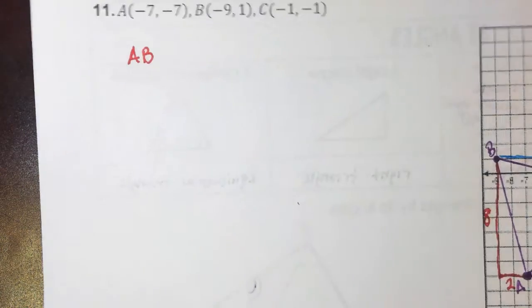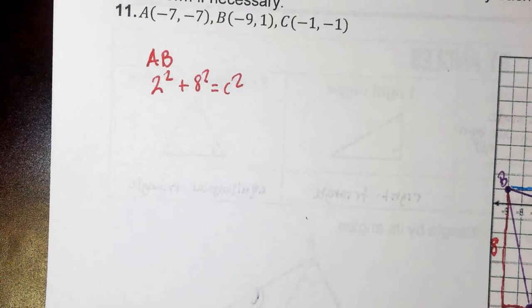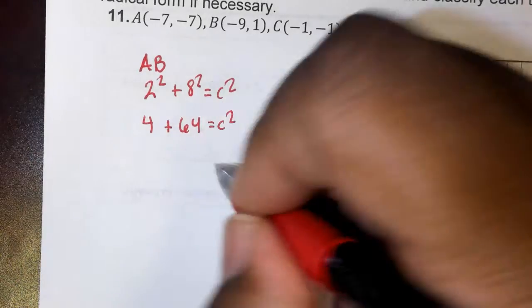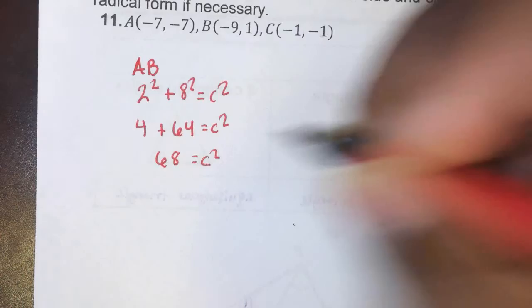Color coding for you. That was the triangle I did in red. AB was 2 squared plus 8 squared equals C squared. You know, C squared is always that diagonal that we're trying to find. And it's 4 plus 8 squared, which is 64, equals C squared. Add that together, you get 68. And then the last thing you need to do is take the square root.